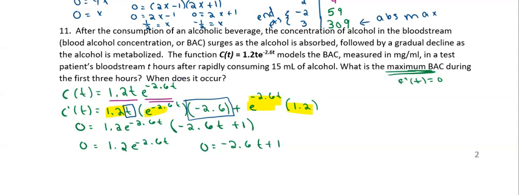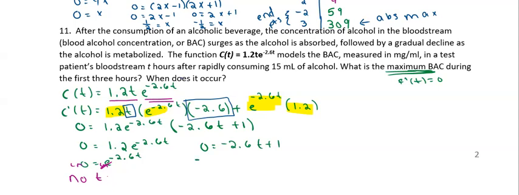So let's see what we can do from here. Let's see if we can solve this down. Well, divide both sides by 1.2. So 0 equals e to the -2.6 t. So if I take the natural log of both sides, we have a problem. Type natural log of 0 into your calculator. What happens? You're going to get an error. You can't do it. So there's no zeros here. So there's no t that's going to make 0.